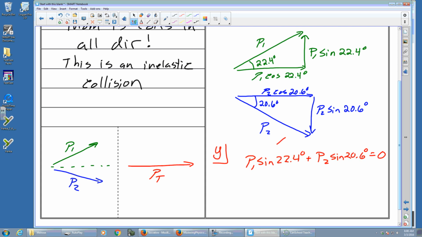I probably should have started off here with P equals mv, right? And then this is my conservation of momentum here. The momentum I have before. Oh, wait a minute, did I put that in right? Shouldn't one of them be negative because they're heading in opposite directions? We want to call down negative? Okay. So I should change this plus to a minus. And now it's right, because I've got P1 sine 22.4 up, and then the part of the P2 down.